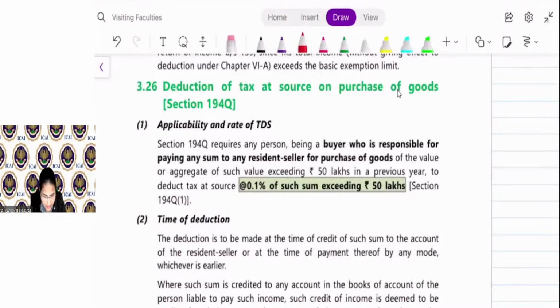Interest in aggregate along with the saving and fixed deposit, Section 80TTB, 50,000 reduction is available. Okay, so again 9,500 is not available.